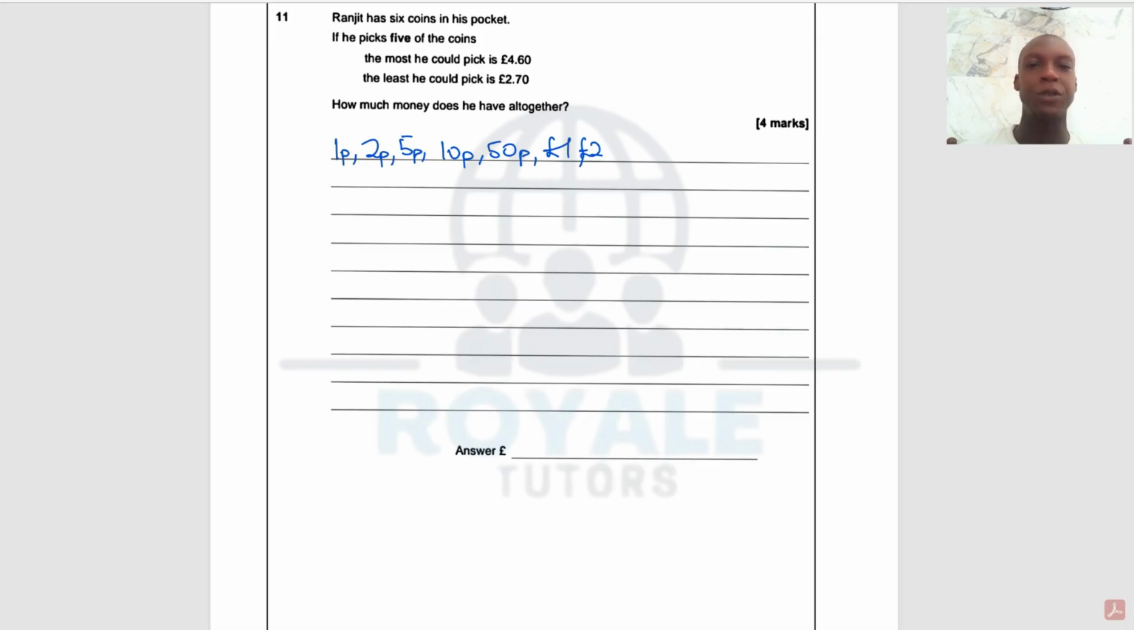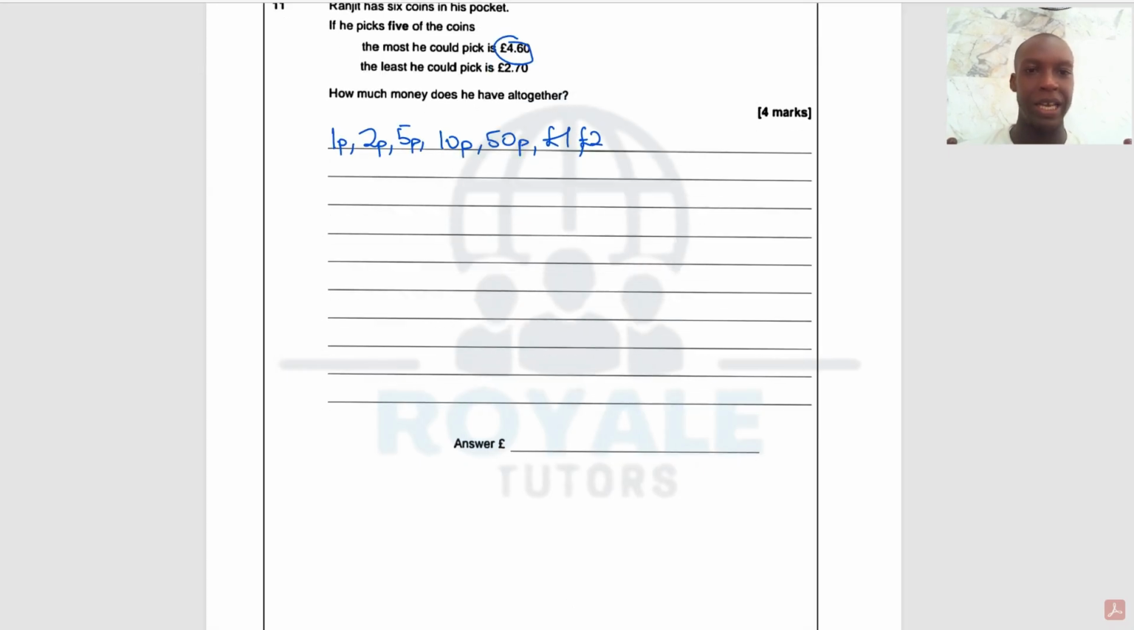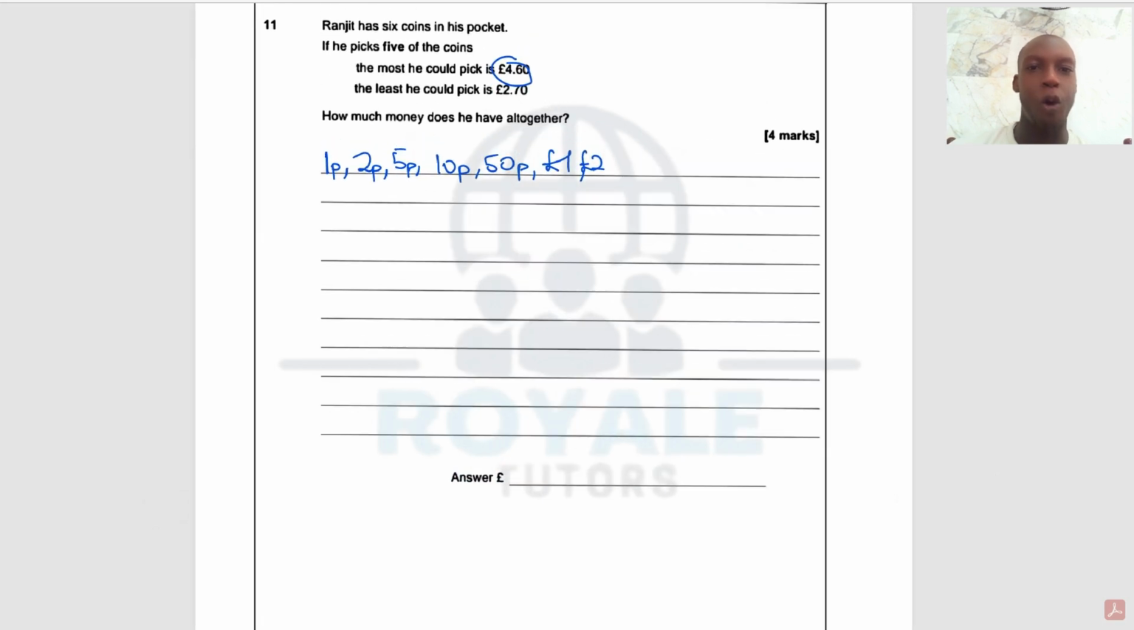So the first thing is we have to pick 5 coins such that the maximum that we can get would be £4.60. That's the maximum that we can get. So what five coins can I pick amongst all of these? Let's take for instance, I'm picking a £2 coin, I'm picking a £1 coin. This is £3 already. Don't forget I have to pick 5 so that the maximum I can get is £4.60.